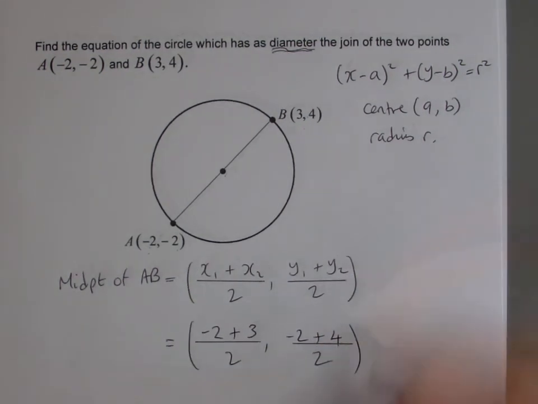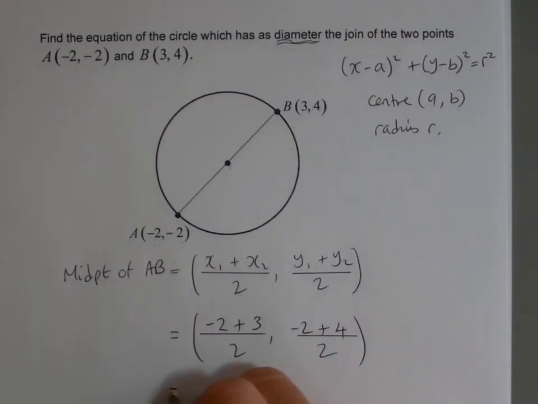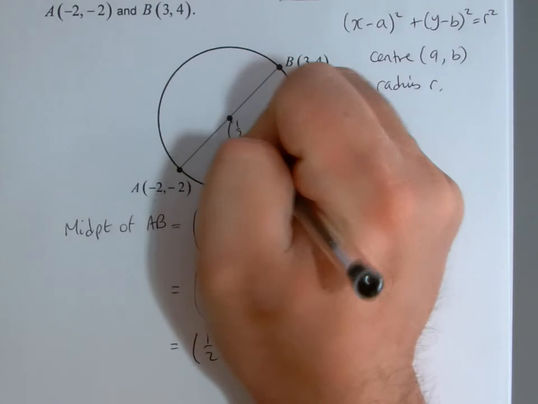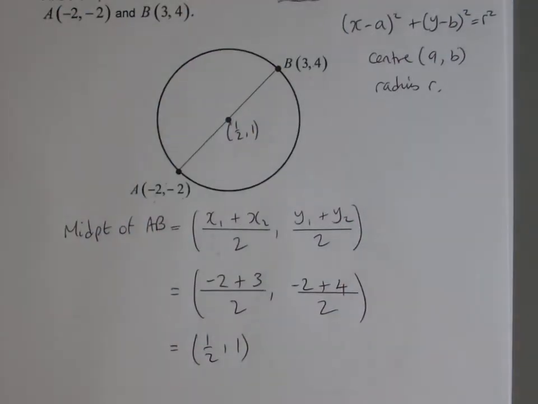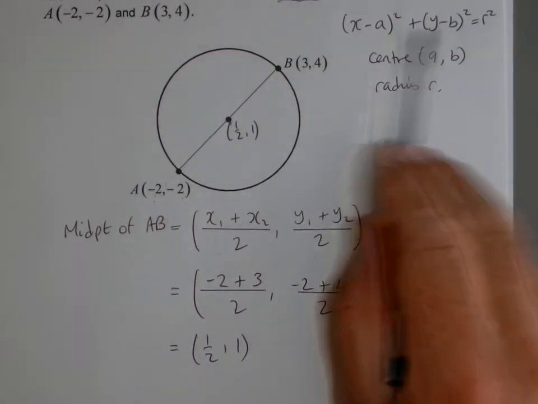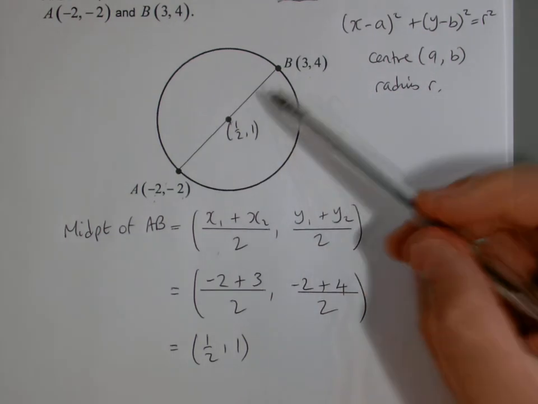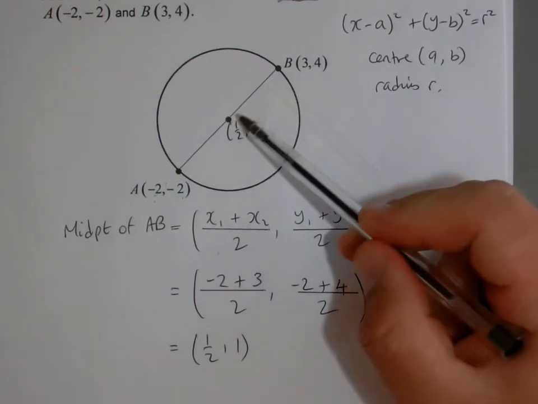So this brings up a lot of formula from coordinate geometry. So we work that out. If you work that out, that becomes a half, and if you work that out, that becomes 1. So there's my centre, half, 1. There's my A and my B, so I can fill them in. I then need to work out the radius. But of course the radius is just this distance here, isn't it?